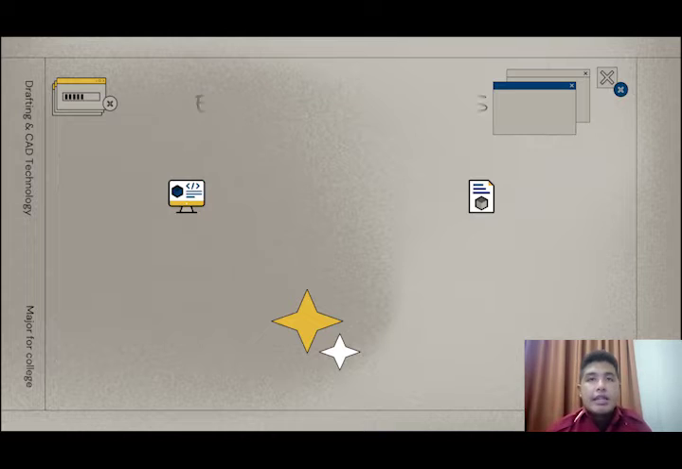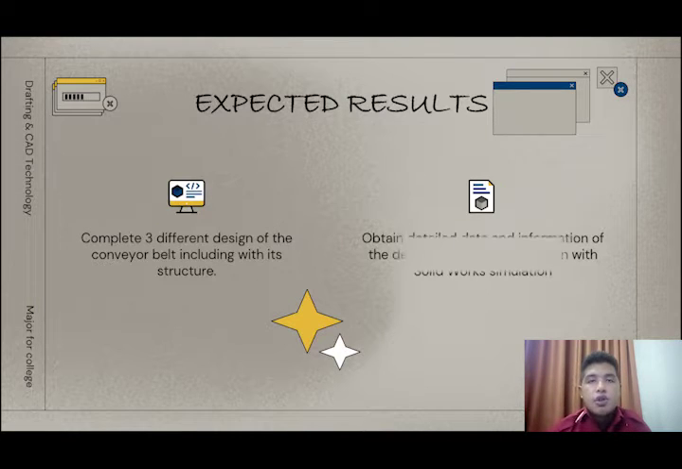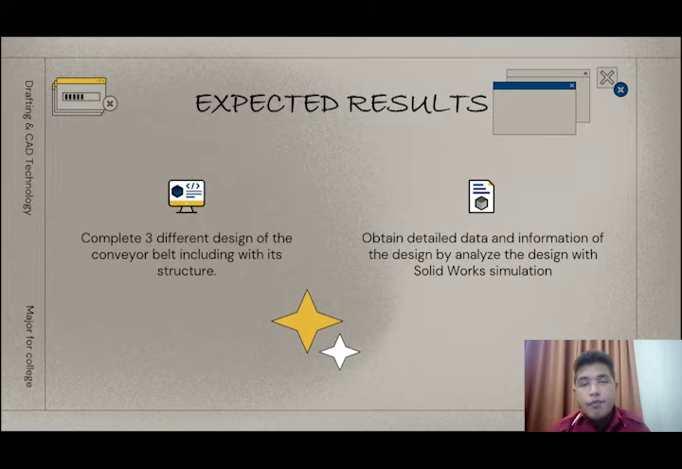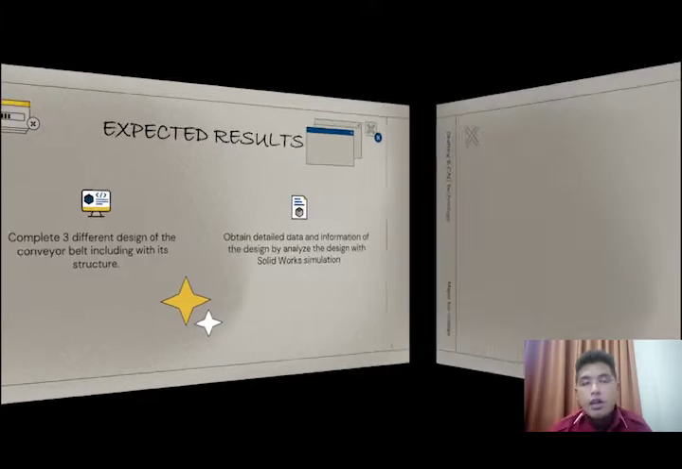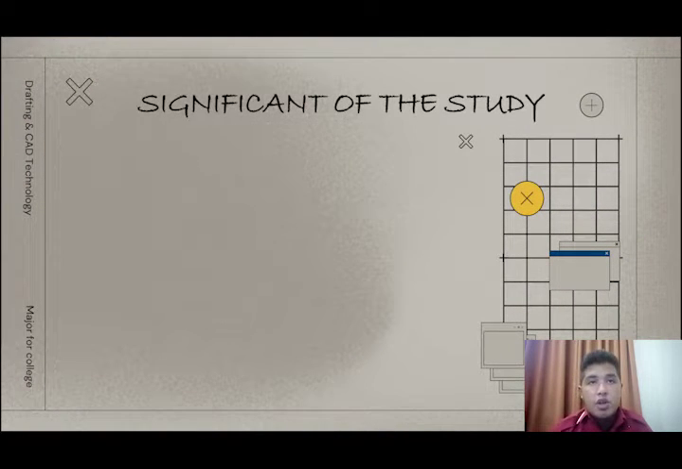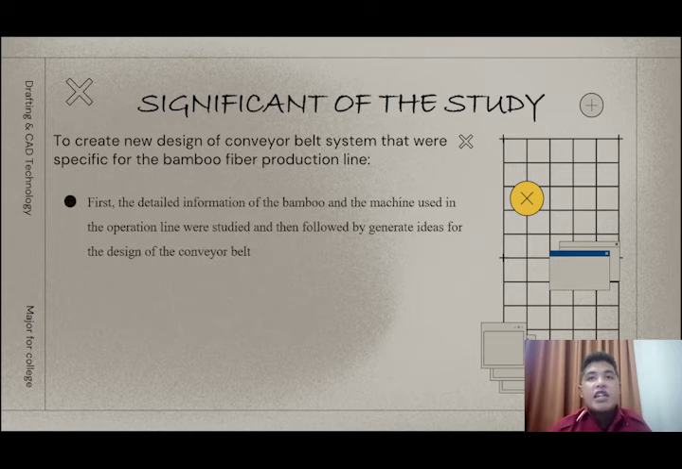So next is expected result. So at the end of this project, there are two results that we expect. The first one is to manage to complete three different designs of the conveyor belt, including its own structure. The second expected result is that we manage to obtain detailed data and information of the design by analyzing the design with SolidWorks simulation. So last but not least, for the introduction, chapter 1, significance of the study.